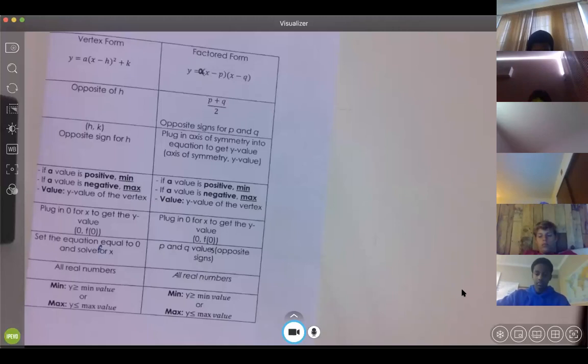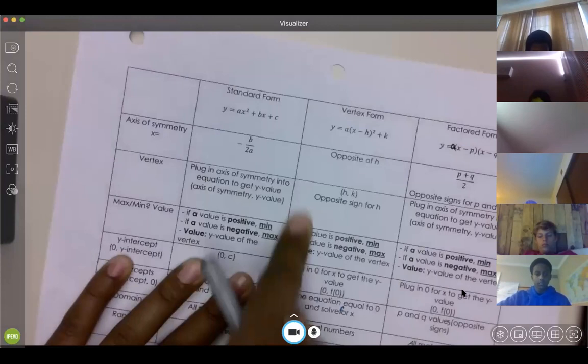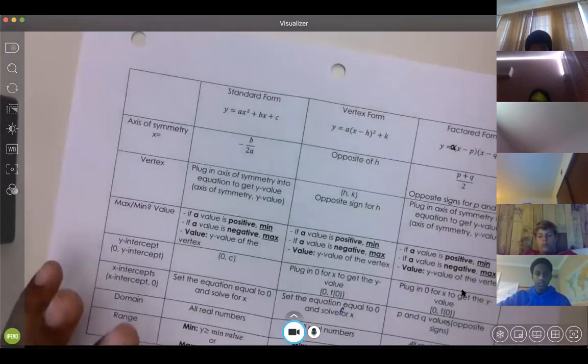It's sometimes hard to keep track of it all. So I highly suggest having the cheat sheet just available as you do problems, because there's no need for you to memorize all of this stuff as long as you can find the information easily.